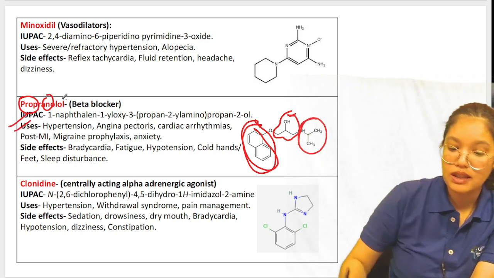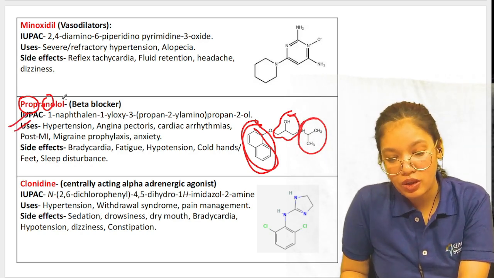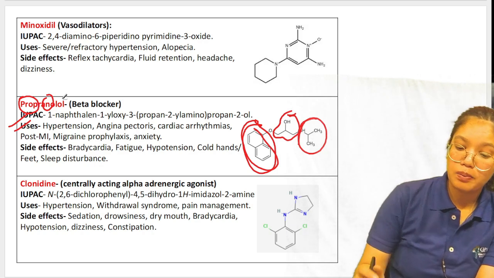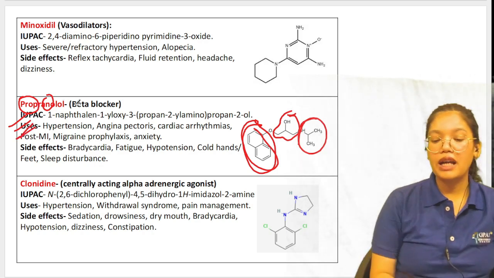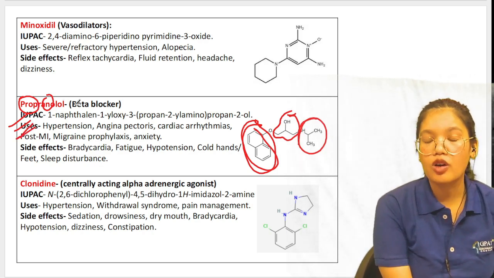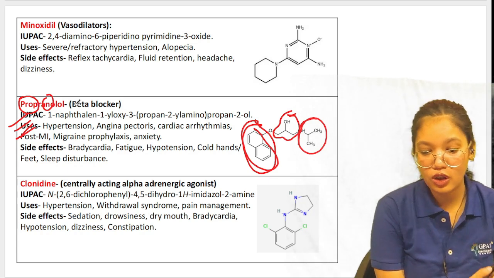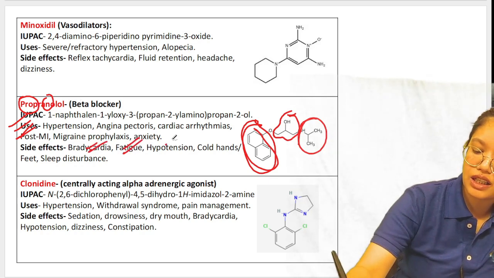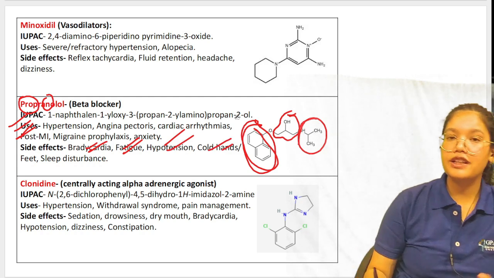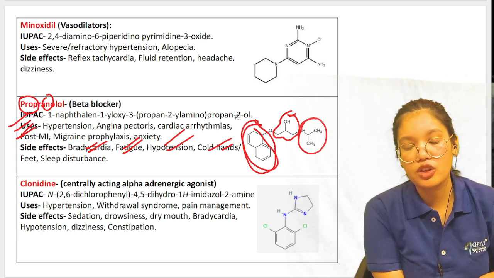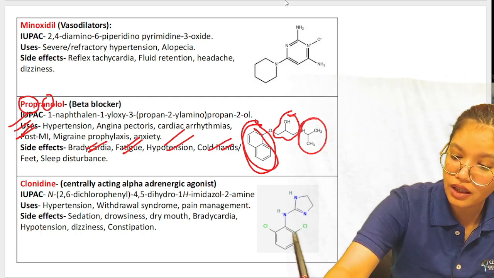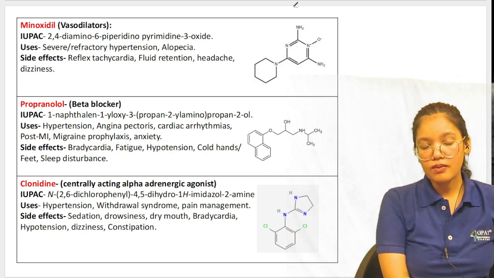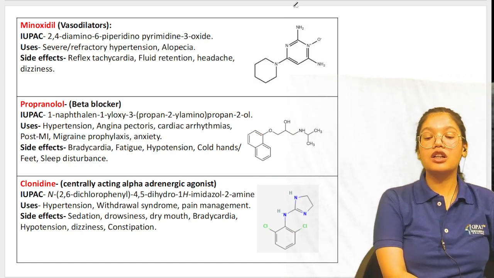Now uses: hypertension, angina pectoris, cardiac arrhythmia, post myocardial infarction, migraine prophylaxis, anxiety. For all that we can use propranolol. Now side effects: bradycardia, fatigue, hypotension, cold hands and feet. Okay, then sleep disturbance, all these come under propranolol. Now next drug we have is clonidine.